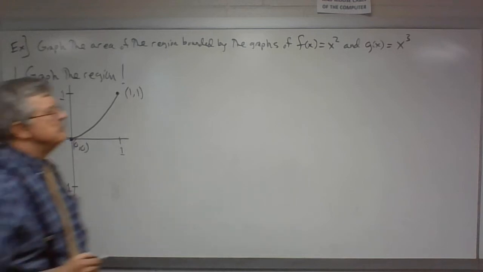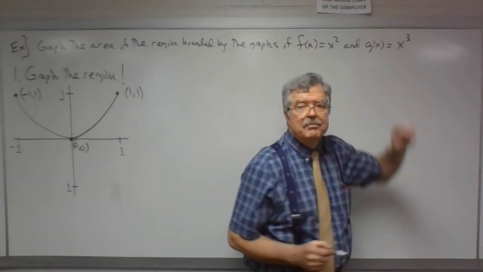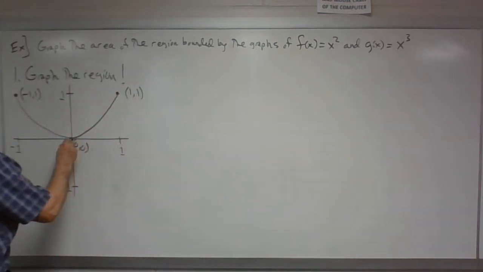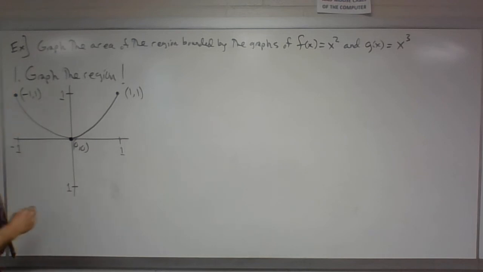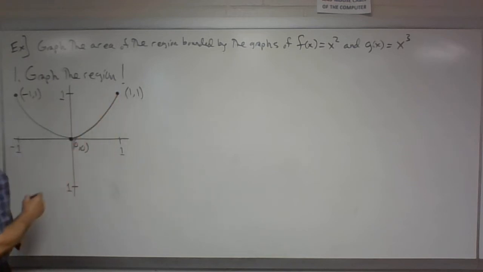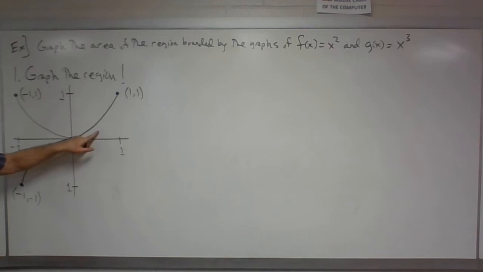Now let's do x cubed. If we take 0 and cube it, we get 0. So this is a common point on the graph. If we take 1 and cube it, we get 1. If we take negative 1 and cube it, we get negative 1. Now, is the graph of x cubed below x squared or above x squared?